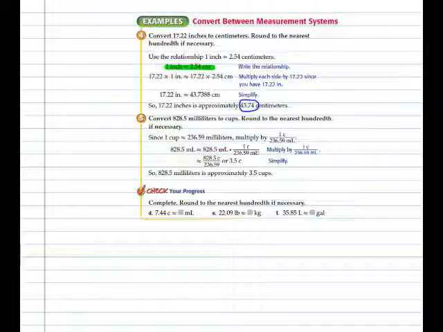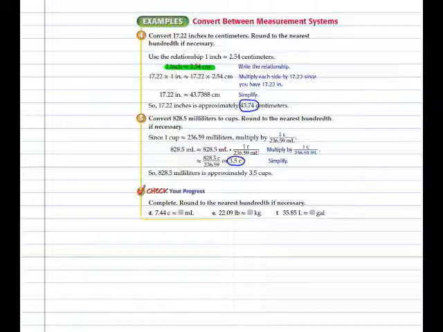Convert 828 5/10 millimeters to cups, round to the nearest hundredth if necessary. 1 cup equals 236.59 milliliters. Multiply by 1 over 236.59, which means we're going to divide. And our result then is 3.5 cups.